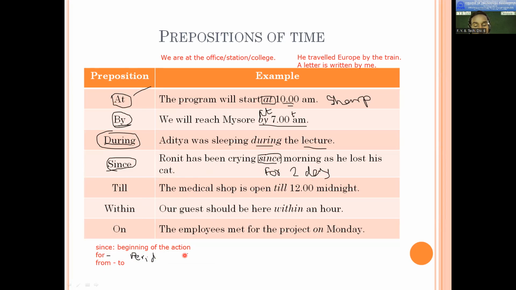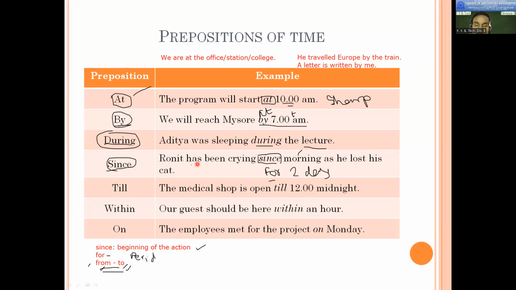But with since, we get that the action started at this point, like morning. With for we get the actual period, and with from and to we get the beginning with from, and the ending with to. So this is also possible. You can say the meeting is going on from 10 a.m. to 12 p.m. So from and to give you the beginning and ending.